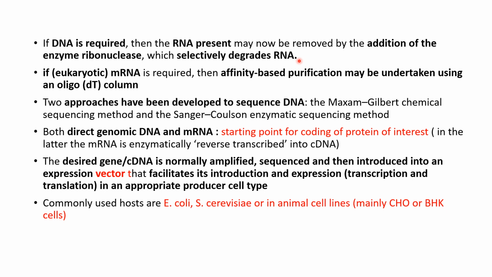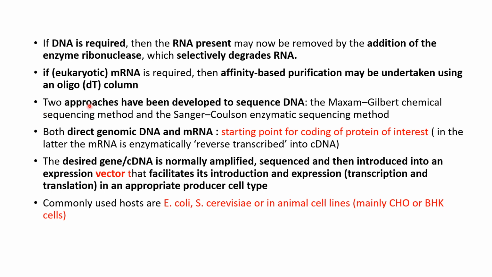So when you get to the nucleic acids, you have DNA, you also have RNA. Since we are interested in the DNA, we need to remove the RNA by adding the enzyme ribonuclease, because it can selectively degrade RNA, so that we can have a more purified form of our DNA. Then, if eukaryotic mRNA is required, then affinity-based purification may be undertaken using an oligo-dT column.